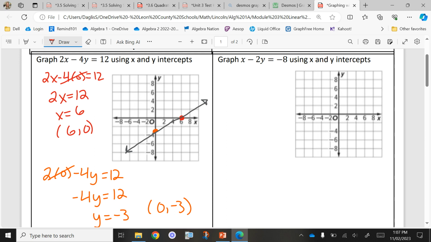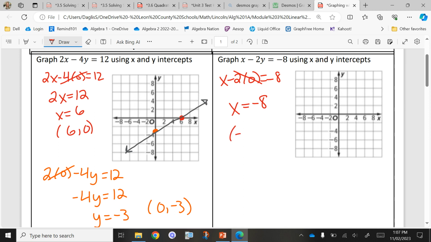All right, let's do our next one. I have x minus 2y equals negative 8. X-intercept first, so what's going to be 0? If I want x, then I need to make y equal to 0, because you want x equals a number, right? What number goes for x? So you don't want y, okay? So if I make y equal to 0, negative 2 times 0 equals negative 8. What's negative 2 times 0? 0. So what are you left with? X equals negative 8.